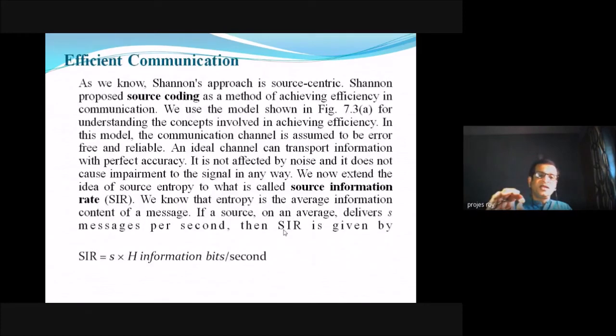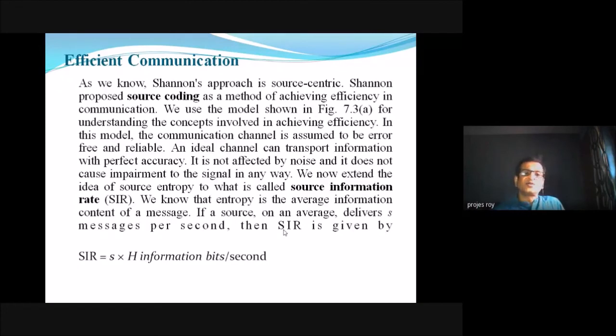Shannon developed a theoretical framework to qualify the problem of communication with high efficiency and reliability. Here you can see he has created efficient communication. As you know, Shannon's approach is source-centric. Shannon proposed source coding as a method of achieving efficient communication. In this model, the communication channel is assumed to be error-free or reliable. An ideal channel can transport information with perfect accuracy. It is not affected by noise, and it does not cause impairment to the signal in any way.